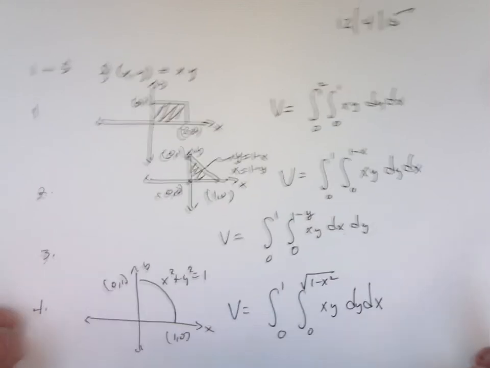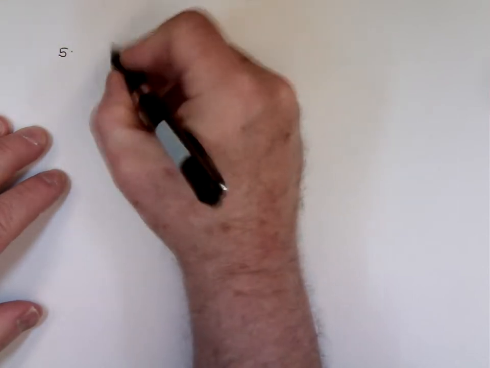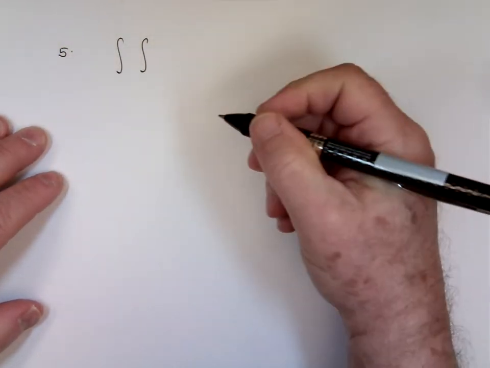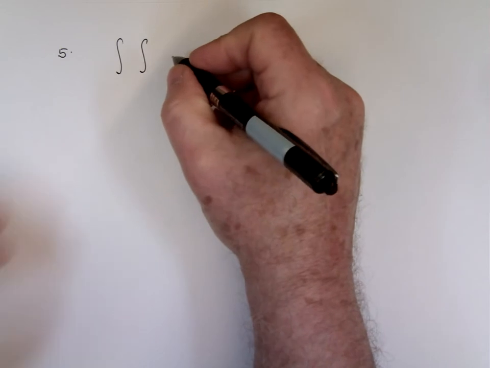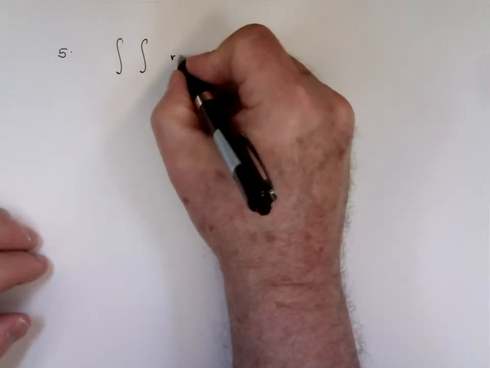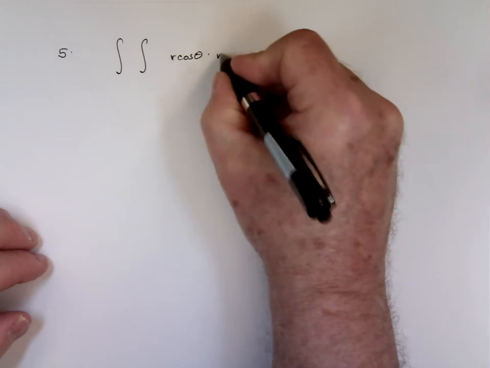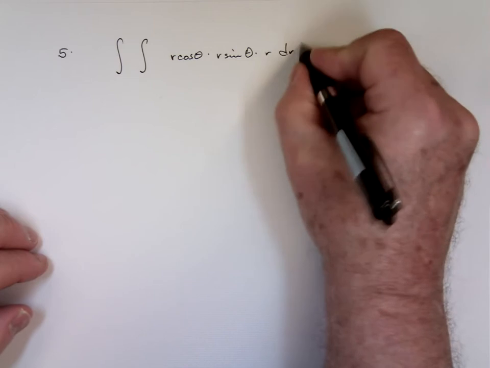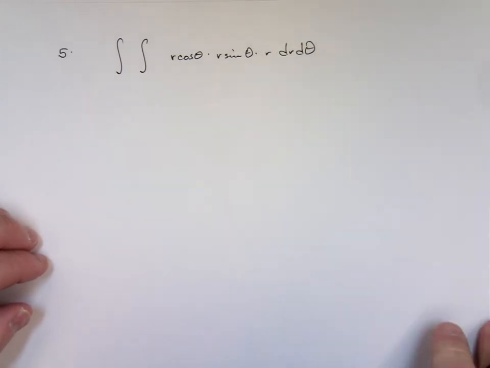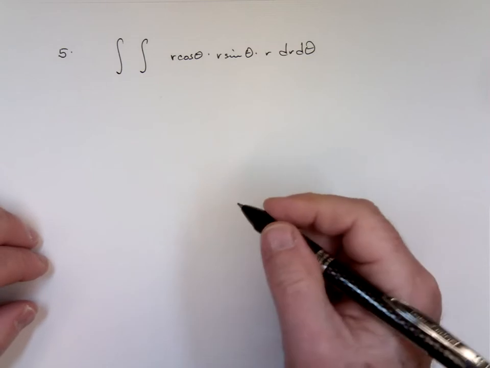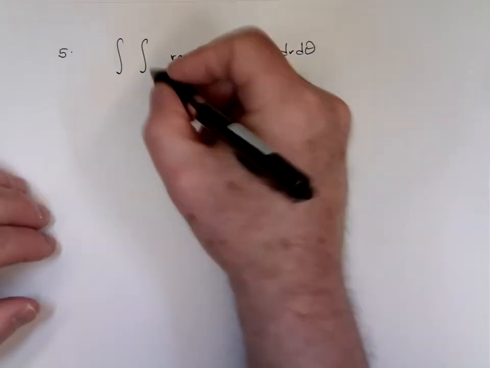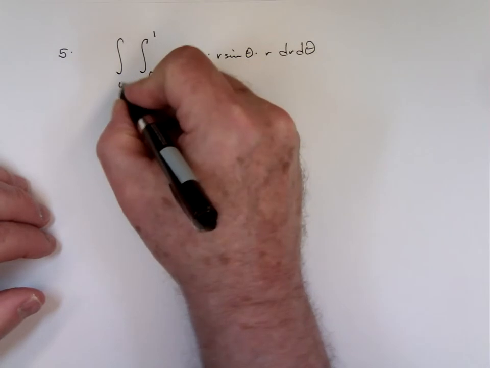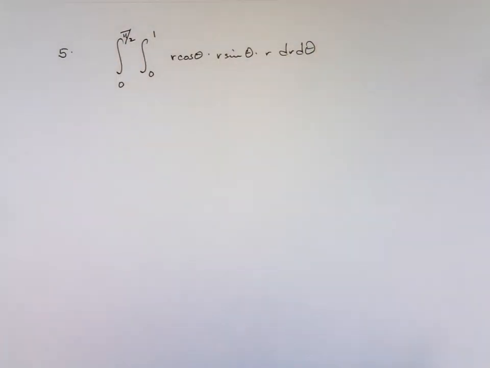Number 5. We want to do the same problem, but now with cylindrical coordinates. So it's still a double integral. It's still x and y, but now x is equal to r cosine theta. Y is r sine theta. The dy dx is an r dr d theta. The limits of integration are now, since it's a unit circle, the r's are going to go from 0 to 1, and the theta's from 0 to pi over 2. So we end up with an r cubed cosine theta sine theta.